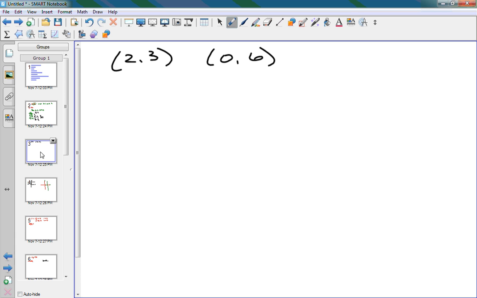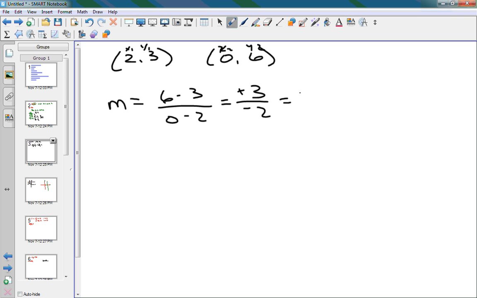The next thing you need to know about is y equals mx plus b. So I give you 2, 3, and 0, 6. Find the equation of the line. So what do I have to do first? I have to find the slope. So x1, y1, x2, y2. And I'm going to have 6 minus 3 over 0 minus 2. So that's positive 3 over negative 2 to give me a slope of negative 3 over 2.